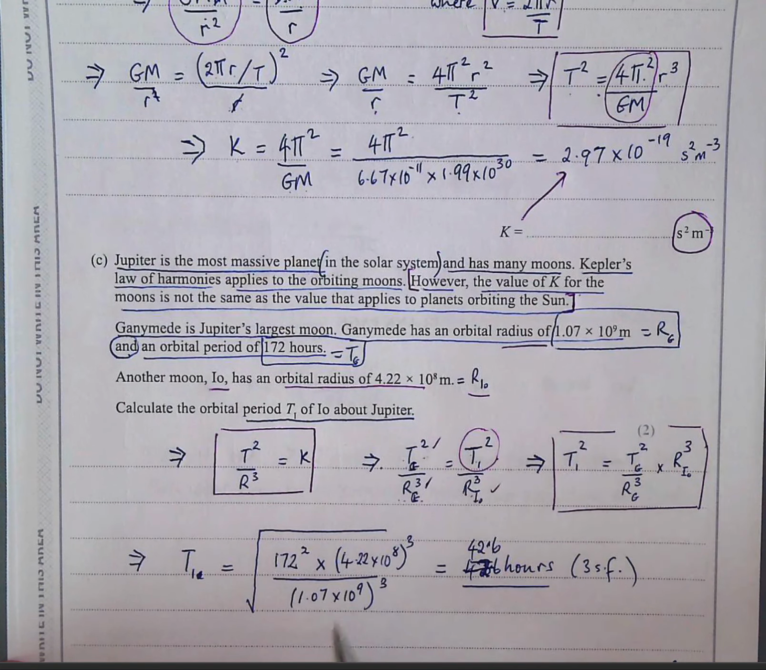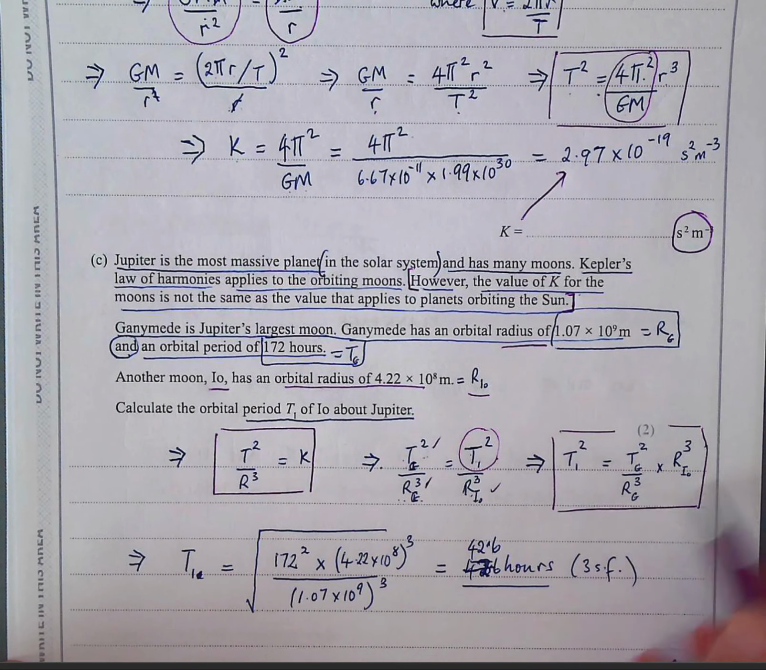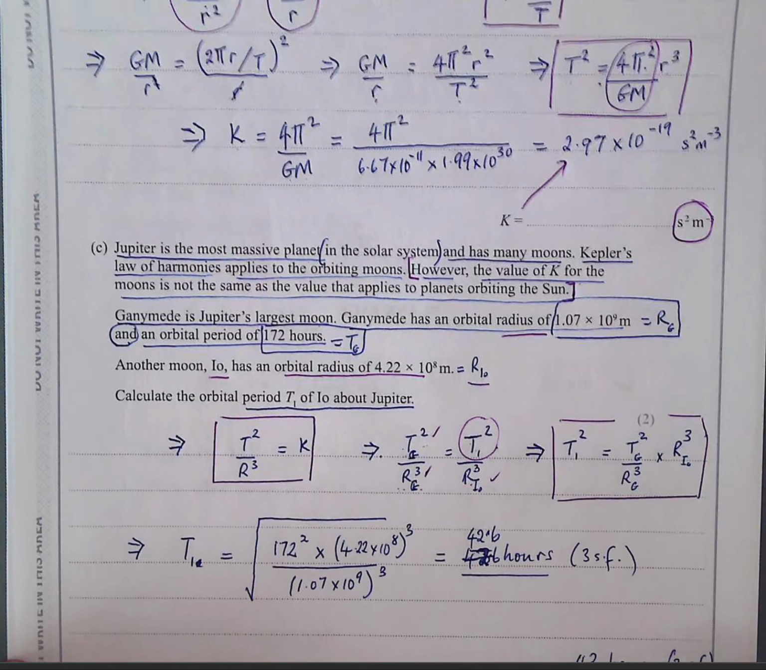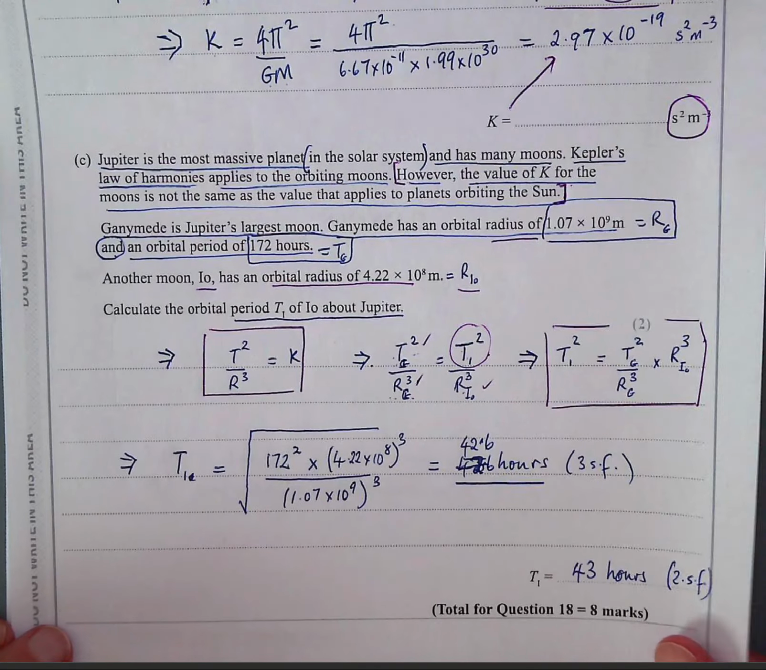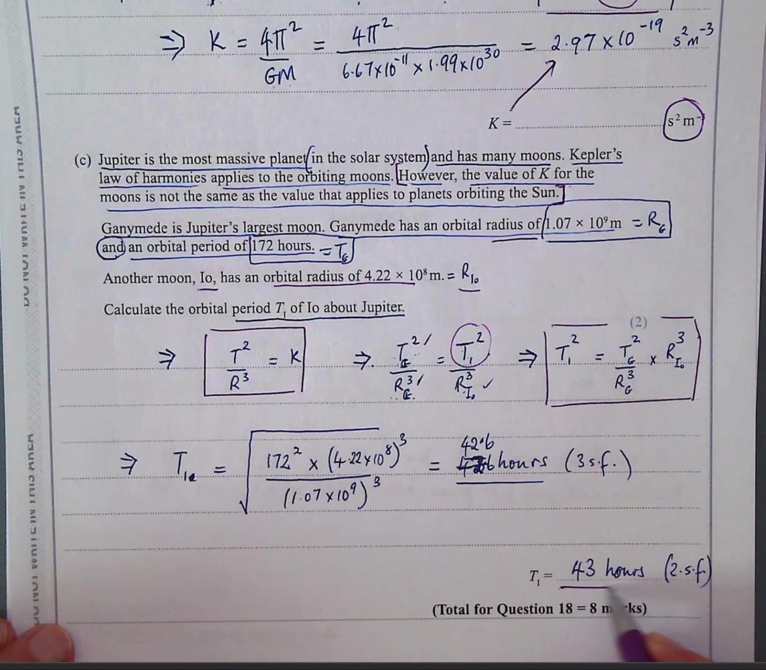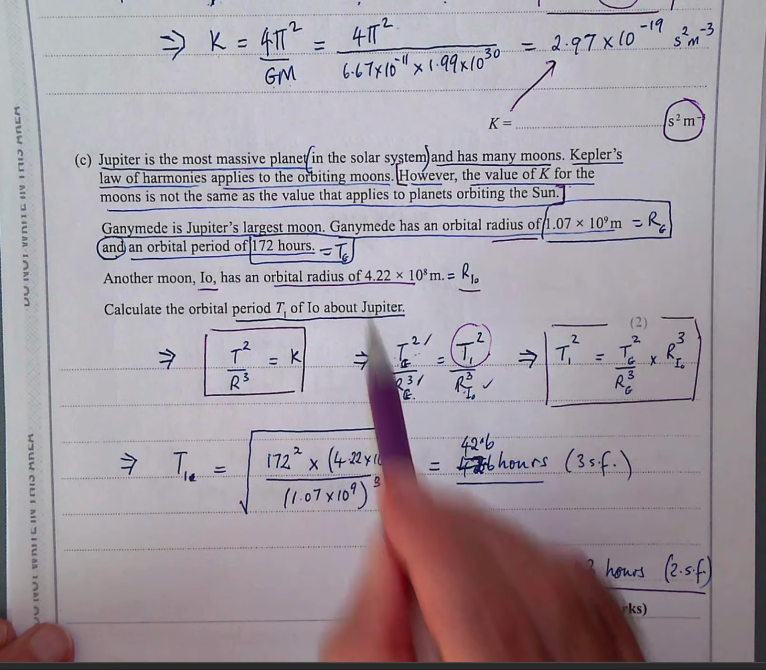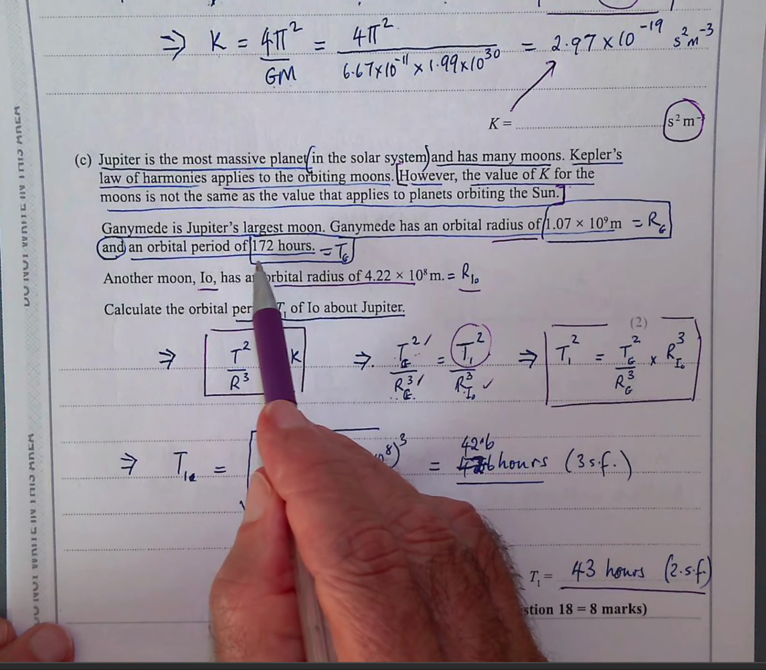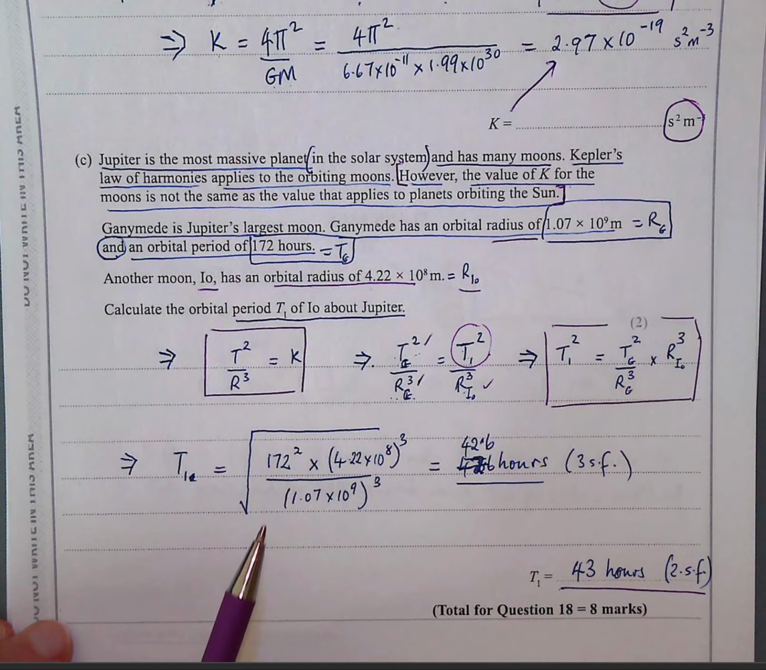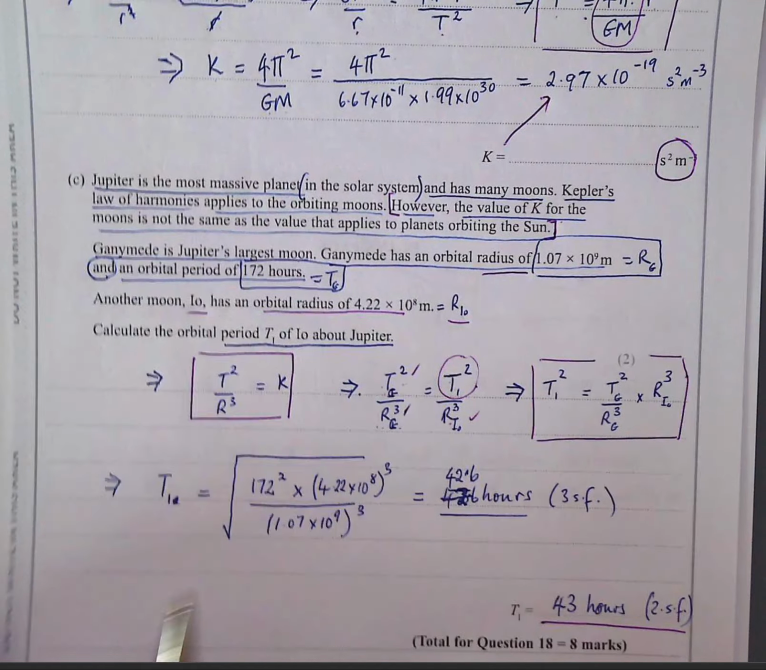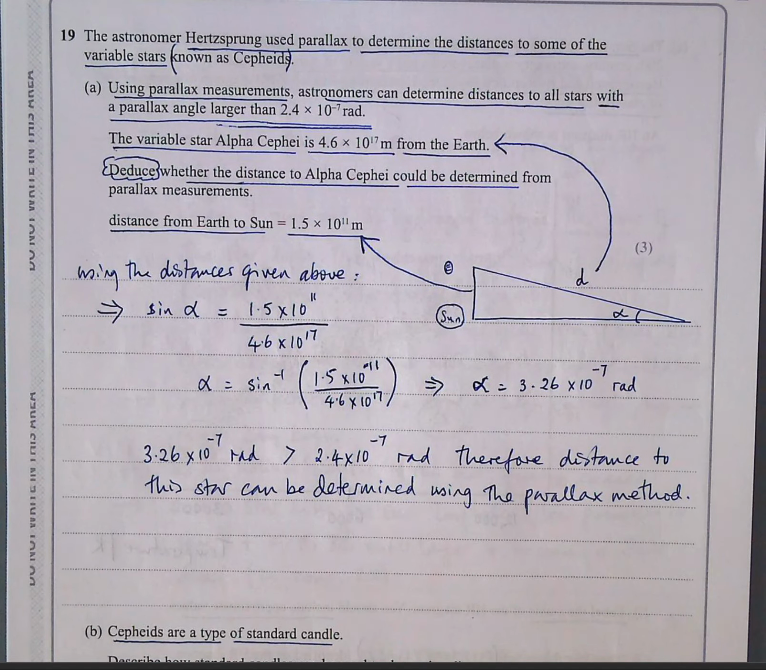Because it just wants the orbital period, you do the necessary mathematics, and T1 will be the square root of this side when you multiply it all out, and it comes to 42.6 hours, that's 3 significant figures, and if you want 2 significant figures, it'll be 43 hours. It's up to you if you do it to 2 or 3 significant figures, I would say, because you have 3 significant figures, 3 significant figures, and 3 significant figures there. Okay, that's the end of question 18.